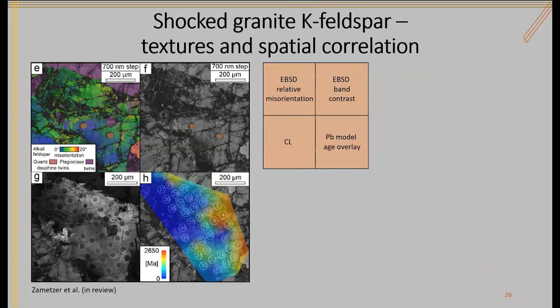F is a so-called band contrast map. Band contrast is essentially a measure of the crystallinity. The brighter the band contrast response, the higher the crystallinity. The darker the band contrast, the more heavily damaged the K-feldspar lattice.